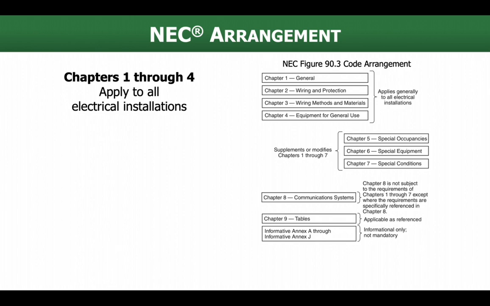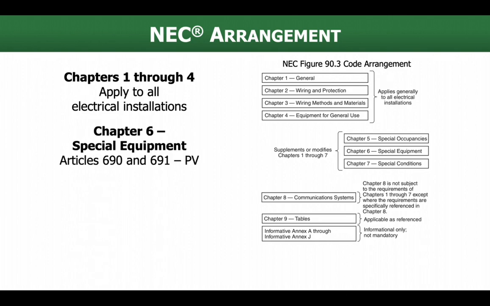Chapter 3, wiring methods and materials, would be going there when we size conductors or when we look for requirements for specific types of cables or raceways or other wiring systems. And then chapter 4 is equipment for general use. Lots of stuff in there, from generators and batteries to panel boards and all kinds of other equipment that make up electrical systems. So we'll be spending a little bit of time in there as well.